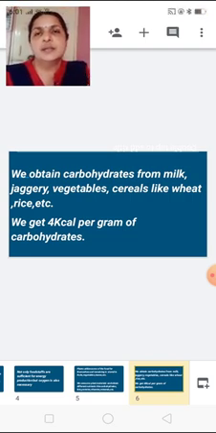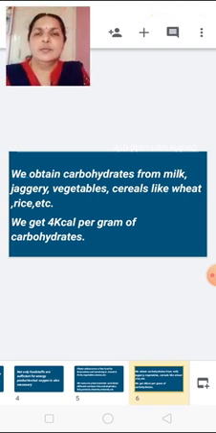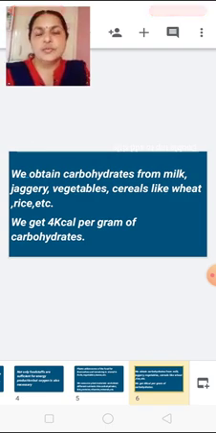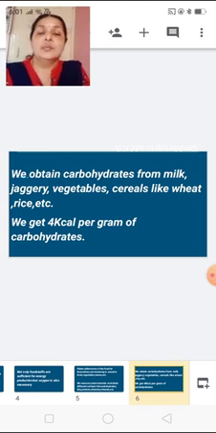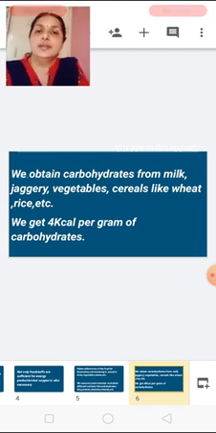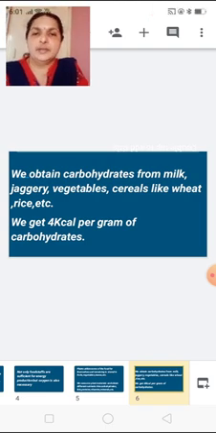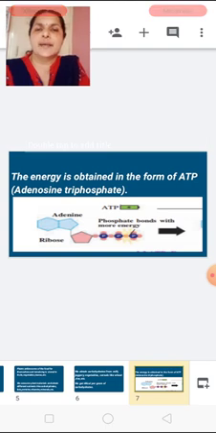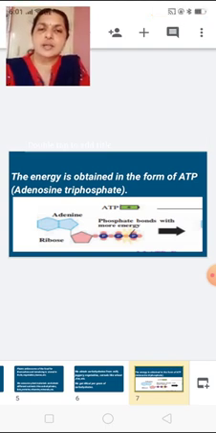How many kilocalories do we get? We get 4 kilocalories of energy from 1 gram of carbohydrate. So carbohydrate is very essential for the production of energy. How it is stored, I told you, it is stored in the mitochondria in the form of ATP. You can see here, they form energy packets, which are called ATP.